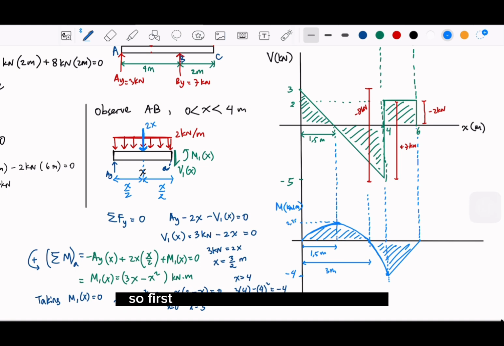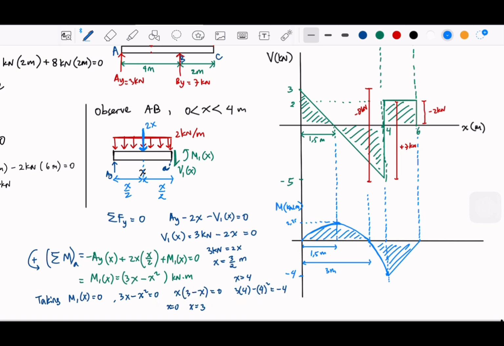First, before all the calculation here, the first thing we need to do is finding the reaction forces, which are AY and BY. Because AY and BY are important to be described in our picture: how much reaction on A, how much reaction on B. That's the first thing.